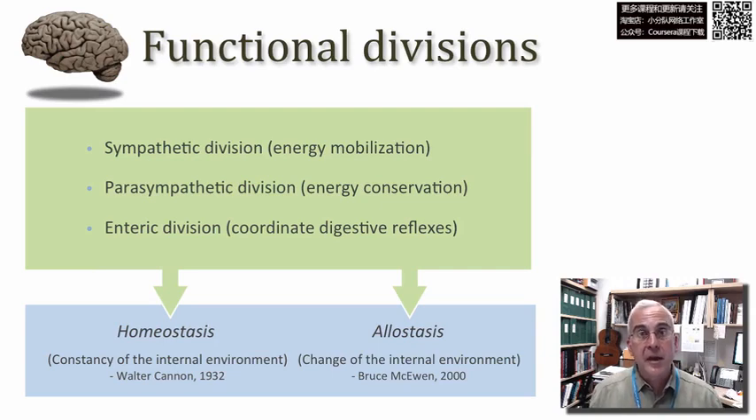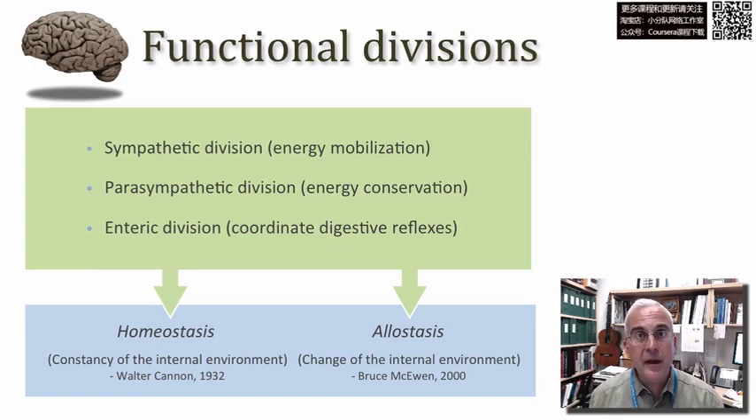And I think these two terms, homeostasis and allostasis, capture a sense of what the visceral motor system is all about. It's about trying to maintain the constancy of the internal environment and have the capacity to radically alter the state of the internal environment when the conditions demand such action. So we'll see some examples of that as we go and talk about how these two aspects of visceral motor function are played out.